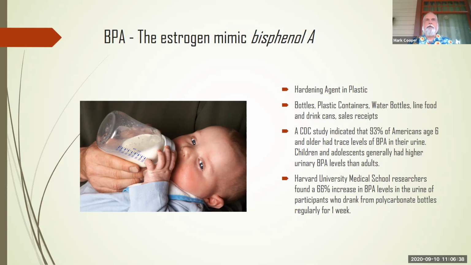Soda cans, food cans are lined with BPA. And even thermal cash receipts, the ones that are heated onto the paper, if you are handling that when it's handed to you, that can give you BPA. 93% of Americans age 6 and older have traces of BPA in their urine. 93%. That means that it's just massively around every place. And children and adolescents generally have a higher BPA level than adults, especially if you're putting it directly in their mouth.